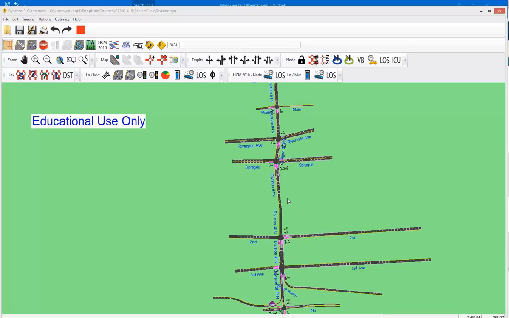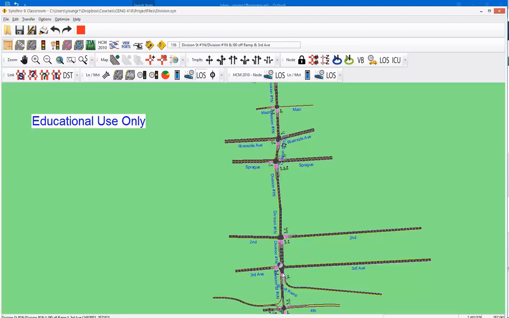So if you've driven the Division corridor, you've probably noticed that the signals are somewhat coordinated. So if you're not impeded too much by traffic and things are going well, you typically can get through all the lights, or at least most of the lights together on the green. And how that's done in Synchro is by setting what's called the offset.